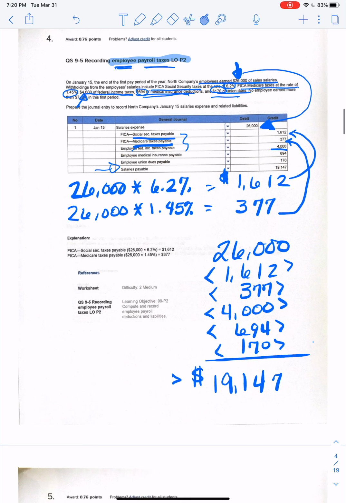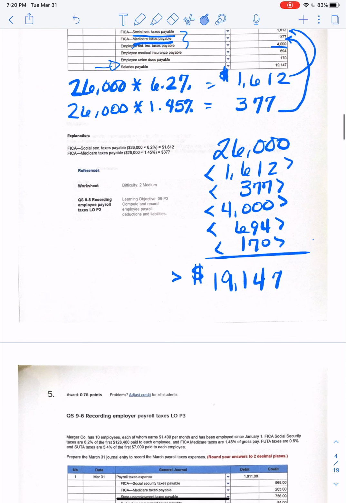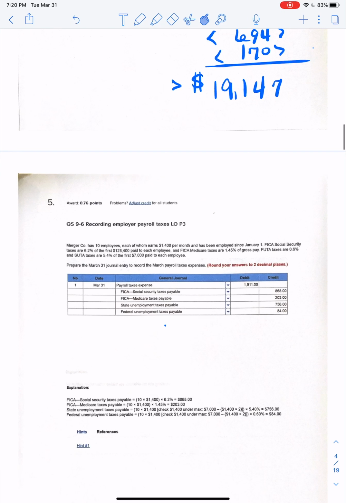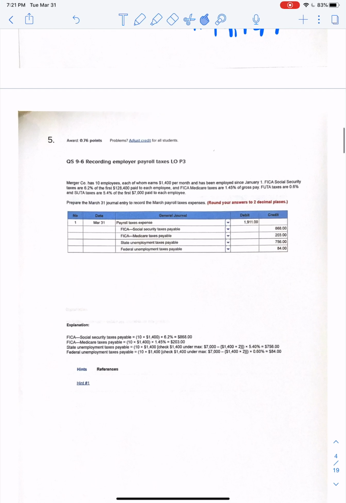So now we're going to move on to the employer side of these payroll taxes. So what you'll see here is there's some differences in the accounts that we're using, and we'll deal with those as we come to them. So in this case, we are recording employer payroll taxes. And in this case, it tells us Merger Company has 10 employees, each of whom earn $1,400 per month and have been employed since January the 1st.